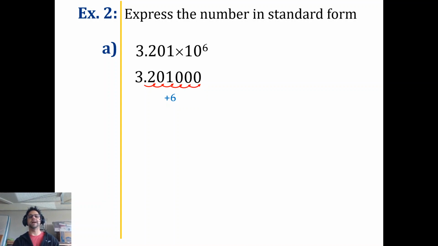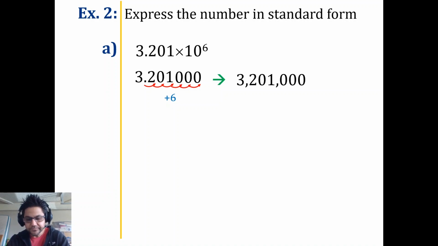Now I need to practice my elementary comma location. So if you remember the commas, it's counting by 3s. It's movement of 3s, so place value. So I really have a big number of 3,201,000.